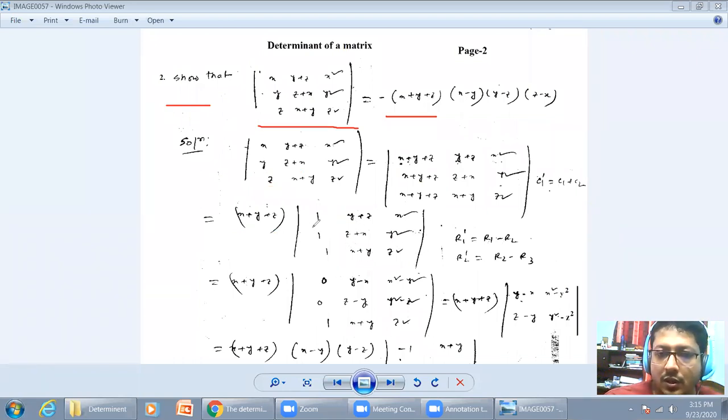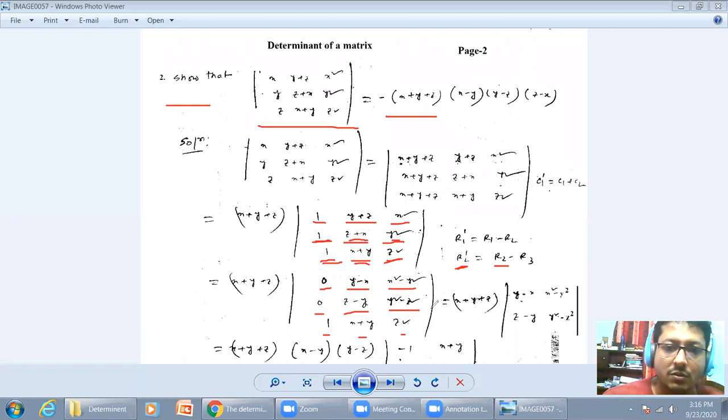Row 1 minus row 2, that is 0. Row 1 is y plus z minus z minus x, that means y minus x, and x square minus y square, x square minus y square. And new row 2 equals old row 2 minus row 3: 1 minus 1, that means 0, z minus x minus x plus y, that means z minus y, y square minus z square, that means y square minus z square, and this is no change.